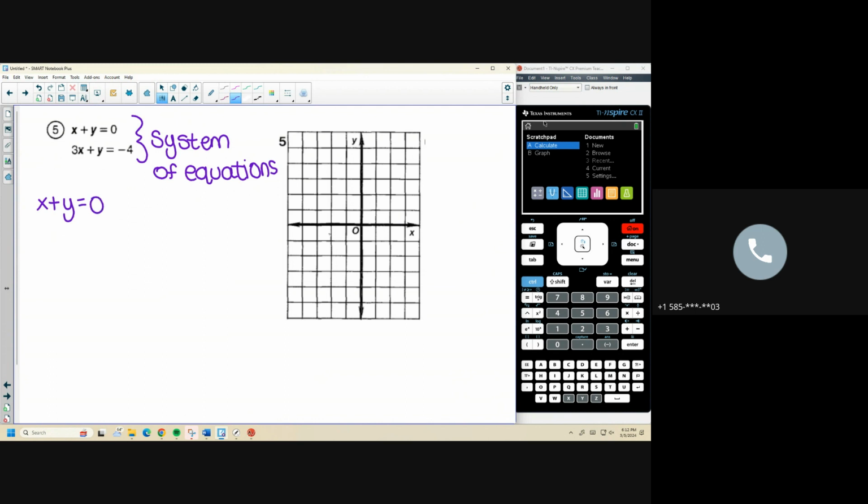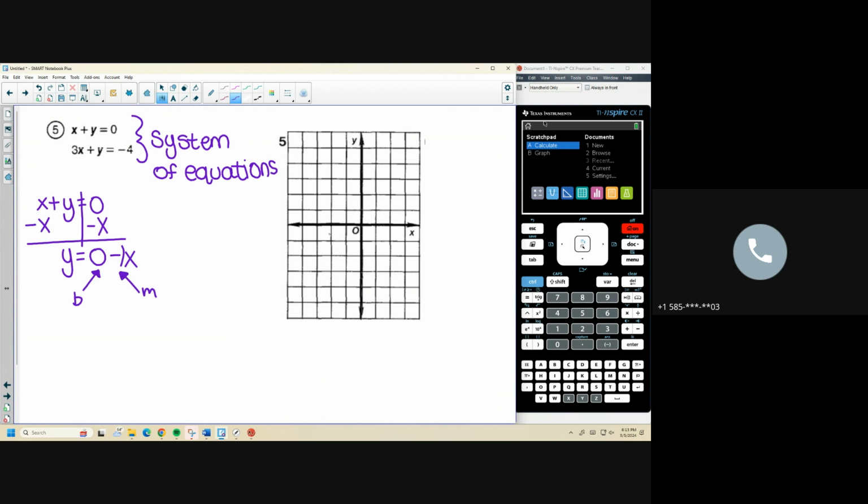So in order to graph it by hand, I need to know my slope and my y-intercept, which means I will need to get y by itself. In order to do that, I'm going to move x to the other side by subtracting it. This will give me y equals 0 minus x. When I go to graph this, the number that's by itself, the constant, that's my b value. That's my y-intercept. The coefficient of x, in this case, -1, that's my slope, m.